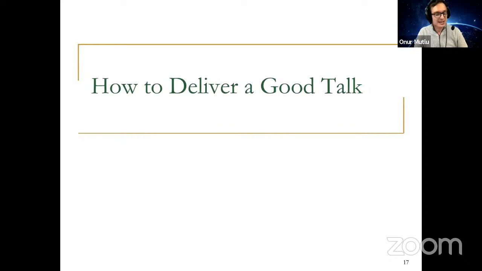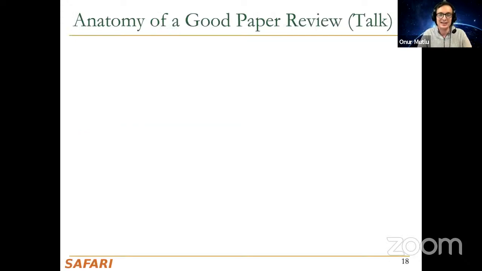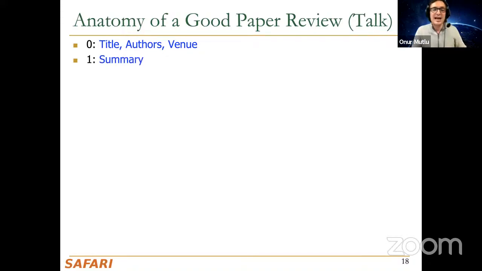Okay, in the remaining time, let me talk about how to deliver a good talk, because it's going to be important for the rest of the seminar. Let me give you the one slide anatomy of a good paper review or talk. It's the same thing, I think. Whenever you're reviewing a paper and writing comments or giving a talk about a paper, it's very simple. First, give the title, authors, and venue where it's published clearly in the first slide. Then provide a summary. This could take multiple slides, of course.